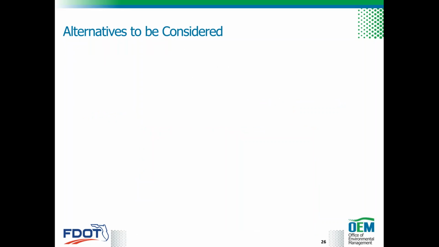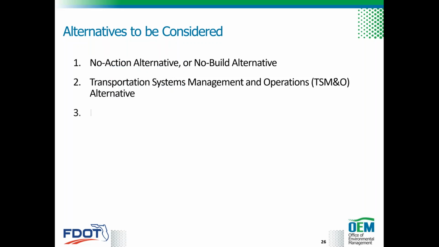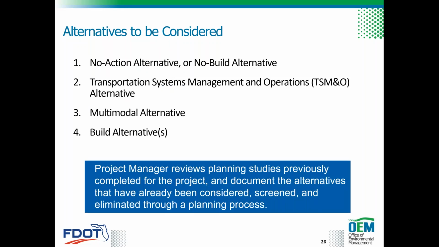So what alternatives are to be considered? So we have 4 things that we need to consider for the alternative analysis. No action alternatives or no build, transportation systems, management and operations alternatives, or TSM&O, multimodal alternatives, and the build alternatives. The project manager reviews planning studies previously completed for the project and documents the alternatives that have already been considered, screened, and eliminated through the planning process.